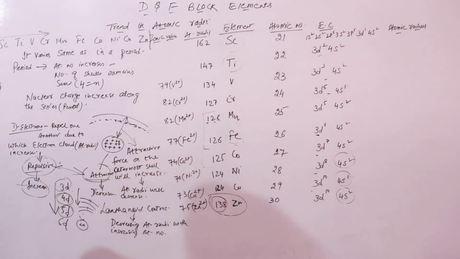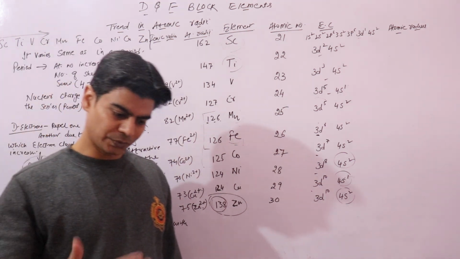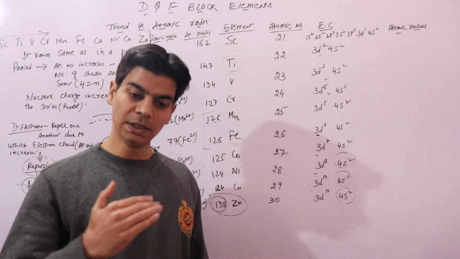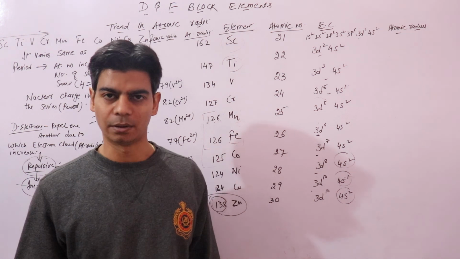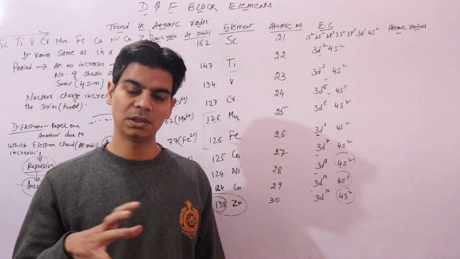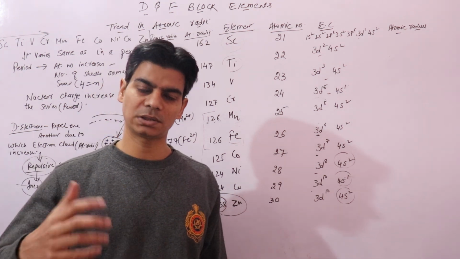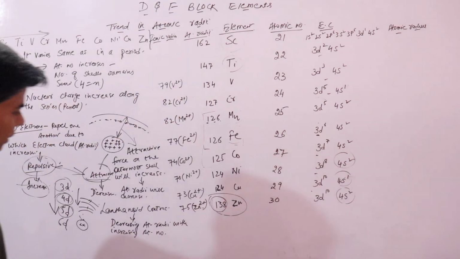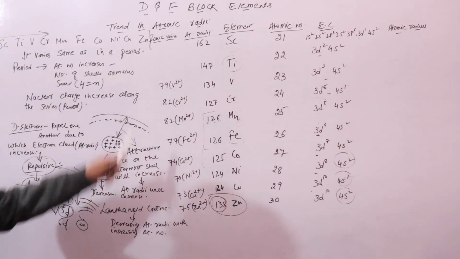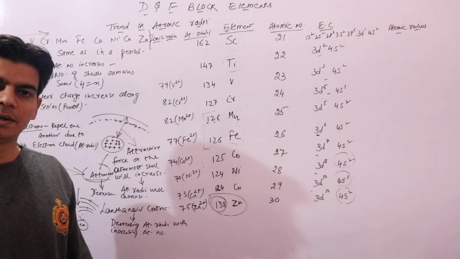But in case of the second and third transition series, we have noticed that this increase in atomic radii doesn't happen, right? It remains almost the same. Now why does it happen? It is due to lanthanoid contraction, right? We'll understand lanthanoid contraction in a different lecture. So this is it. We also need to understand the variation in ionic radii.